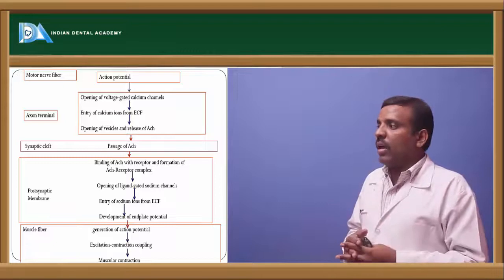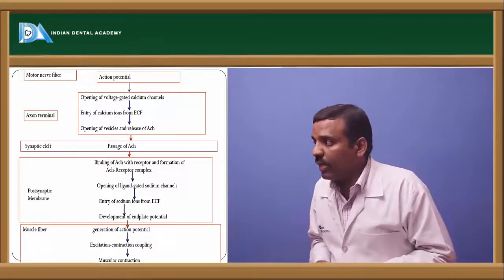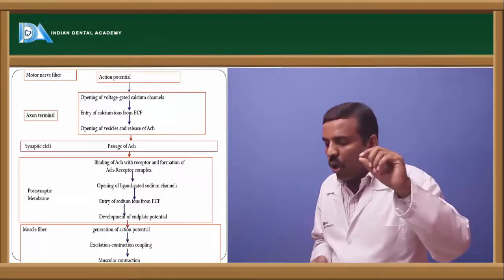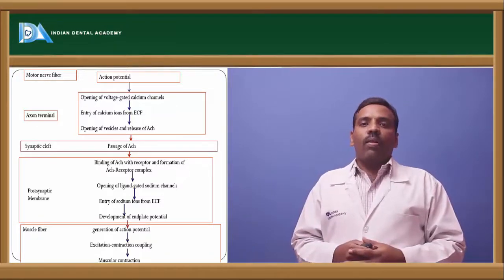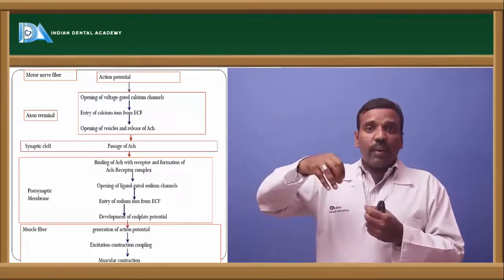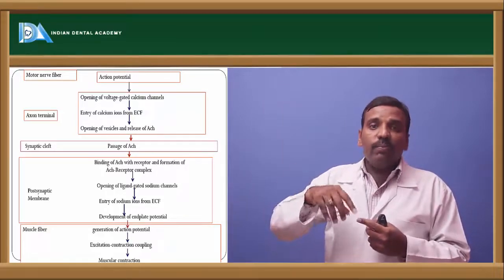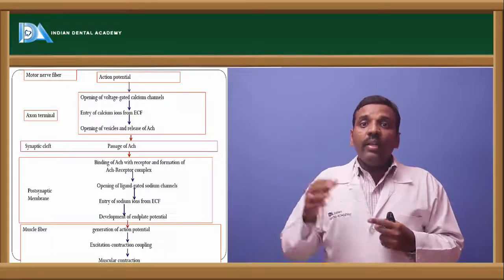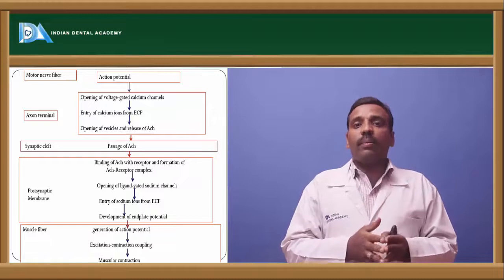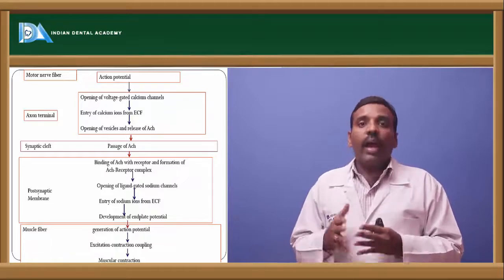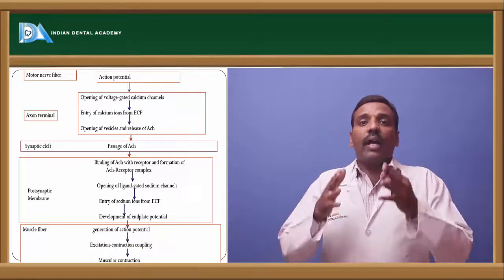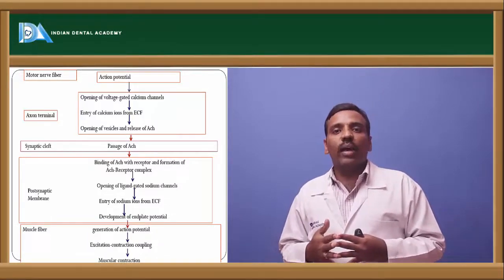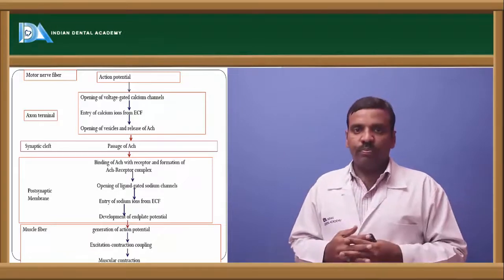What happens here is the binding of acetylcholine with the receptors, forming the acetylcholine receptor complex. So the acetylcholine coming from the presynaptic membrane through the synaptic cleft reaches the postsynaptic membrane, binds with the receptors, and makes a complex called the acetylcholine receptor complex.